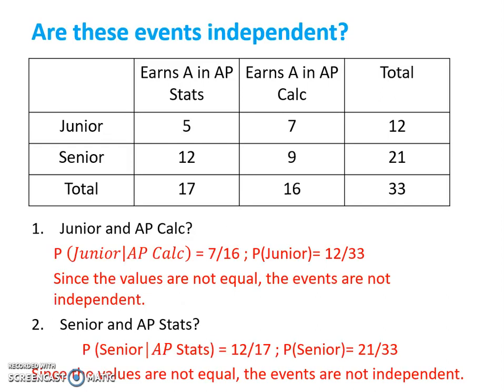For the first one, the conditional probability junior given AP Calc is 7/16, whereas the probability of just junior is 12 out of 33. Since these values are not equal, the events are not independent. Second example, the probability of senior given AP Stats is 12 out of 17, whereas the probability of just being a senior is 21 out of 33. Again, the values are not equal, so the events are not independent. This is a good way to show your work, to spell it out, and answer your question fully.